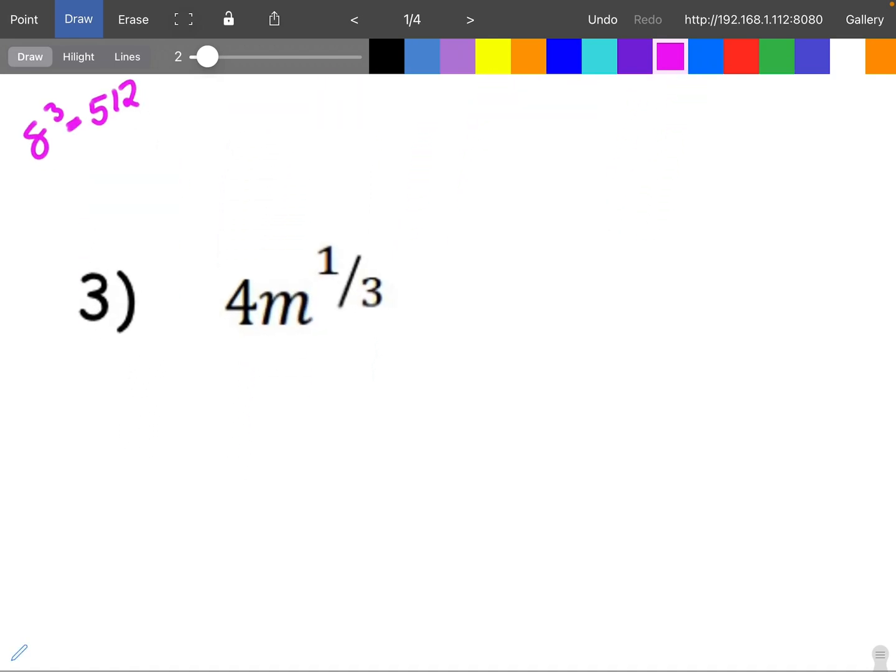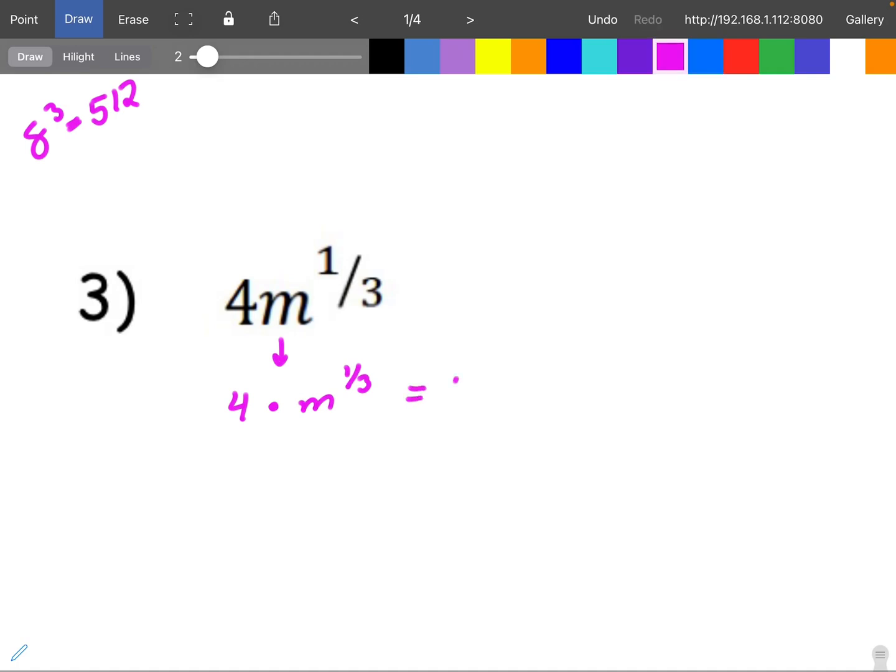All right, now for number 3, we need to be really careful about this. So it says 4m to the 1/3 power. And this is a really common mistake. We need to understand that this means 4 times m to the 1/3 power. That 4 is not being raised to the 1/3 power. So we know that this tells us we're going to have a cube root, but that cube root is only going to be over the m. It's not going to be over the 4 as well.